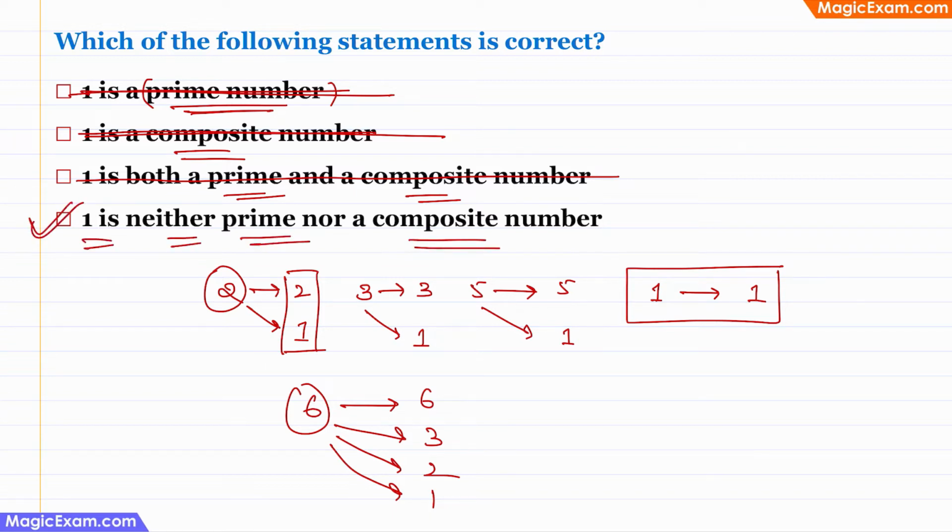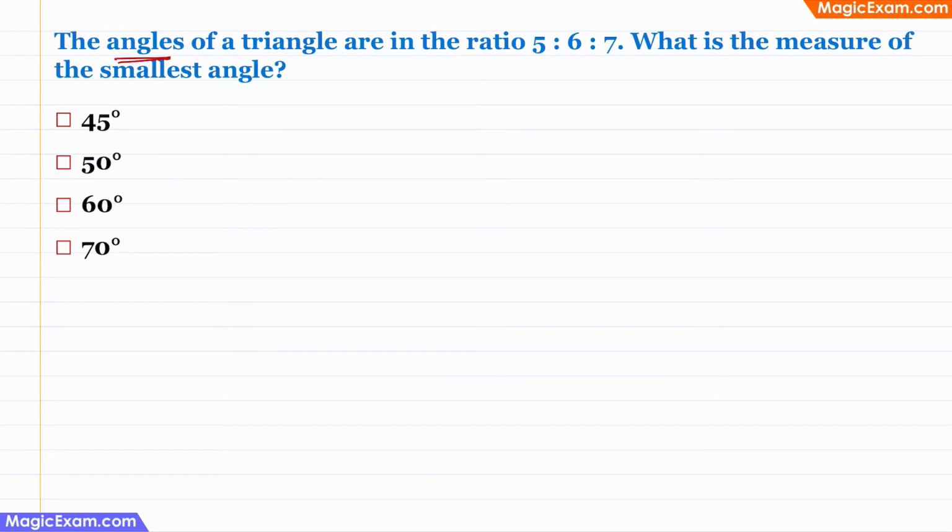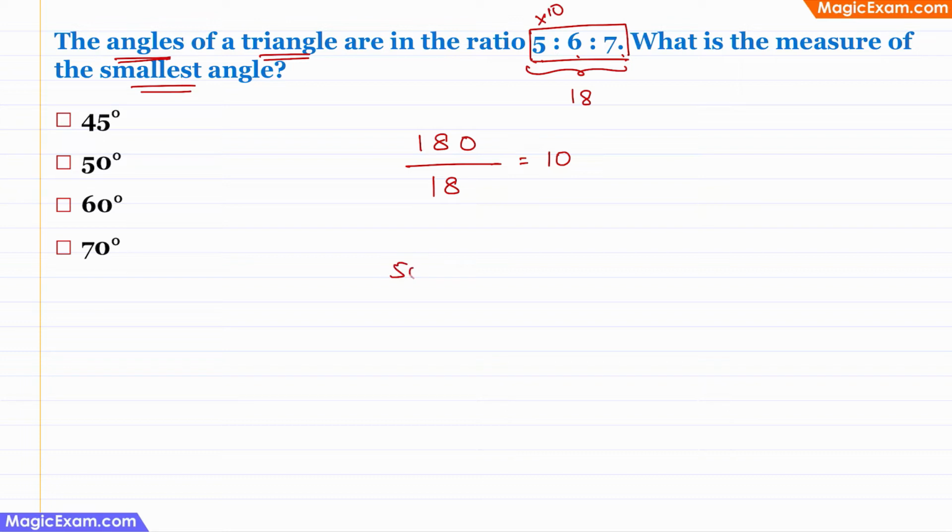nor a composite number. The angles of a triangle are in the ratio of 5:6:7. What is the measure of the smallest angle? Now, the angles of a triangle will always add up to 180 degrees. Right? So if they are in the ratio of 5:6:7, let's add these three. So 5 plus 6 plus 7 will get 18. So if we divide this 180 with 18, we'll get 10. So the smallest angle is 5 into 10, that is 50 degrees.